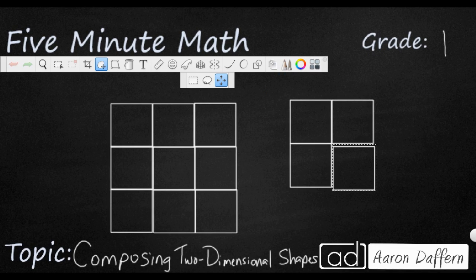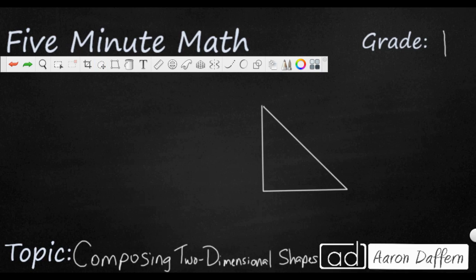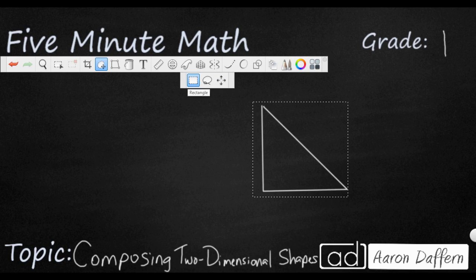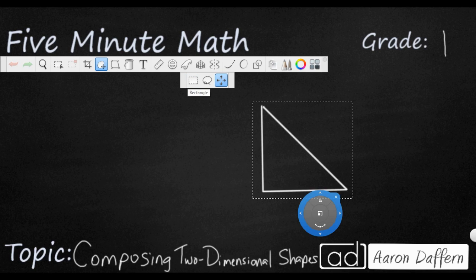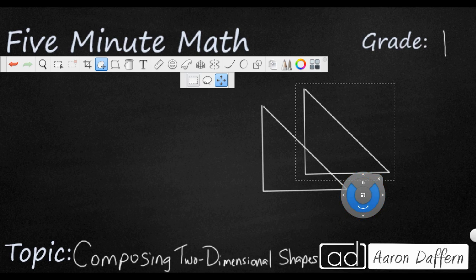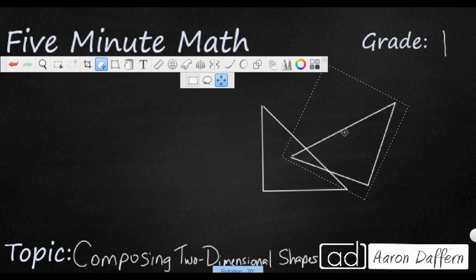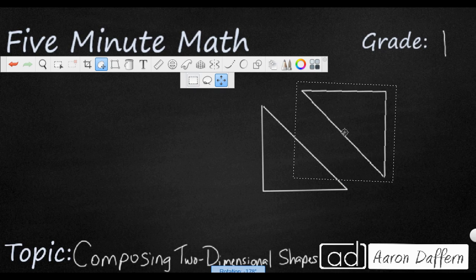Let's see what happens when we put together some triangles. So I have a right triangle here. It's a triangle that's got a square corner, and I'm going to make a copy of it. What I'm going to do is I'm going to take that copy and I'm going to flip it around. And you are going to see something interesting happen. So here's my copy. I'm going to drag it over here. I'm going to flip it around. And then I'm going to bring it back over here.